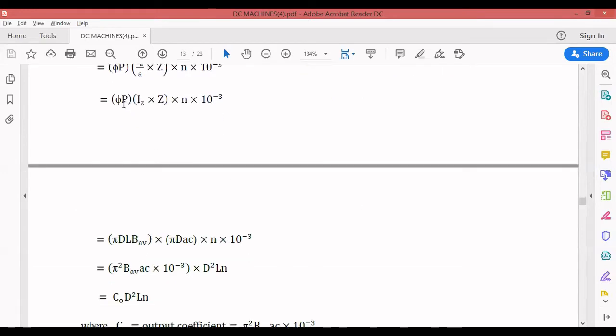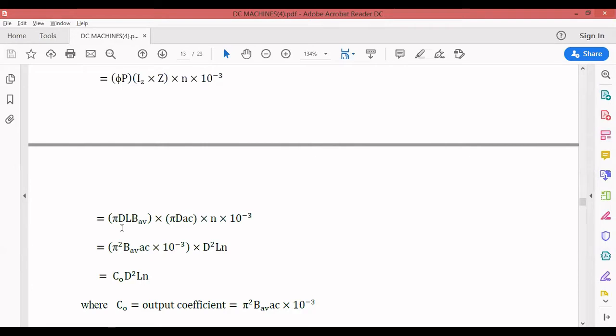So what is φP? You know the expression for Bav: Bav is equal to φP by πDL. And you know the expression for specific electric loading: ac is equal to Iz into Z divided by πD. Using that relation, φP can be written as πDL by Bav, and Iz into Z can be written as πD into ac. Using the normal formulas of specific magnetic loading and specific electric loading, you can substitute for φP and Iz into Z.